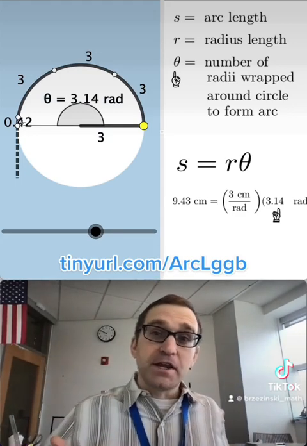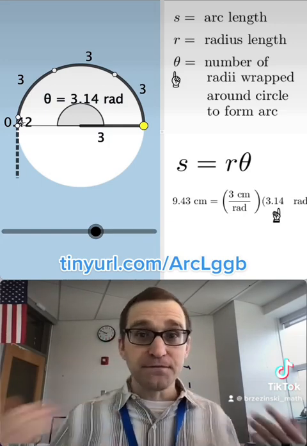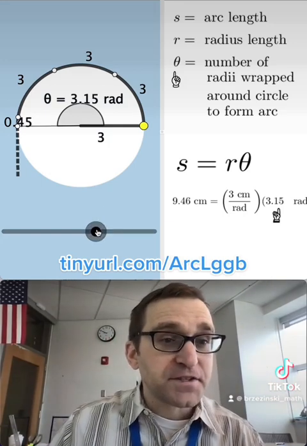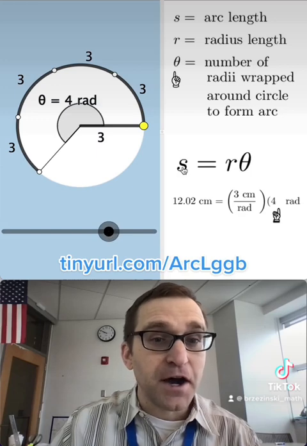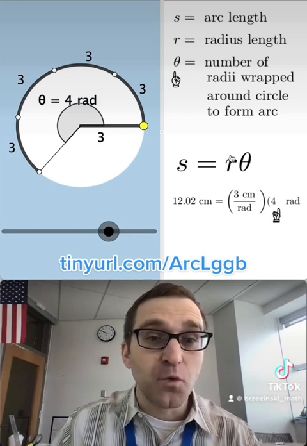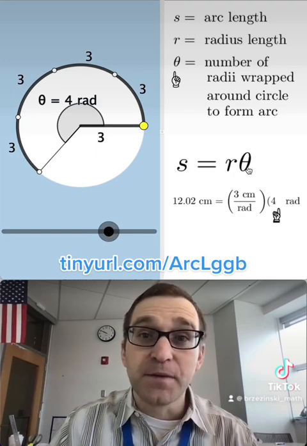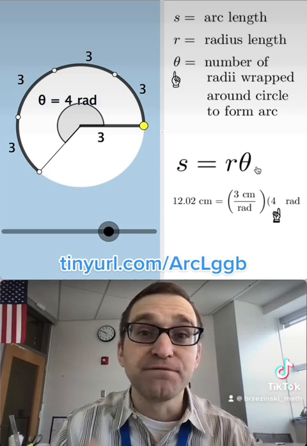There's 2 pi radians, or roughly 6.28 radians, in a full loop. So that's the meaning of that formula right there. If you want the arc length S, take the length of one radius and multiply it by the number of radiuses you wrap around to form that arc.